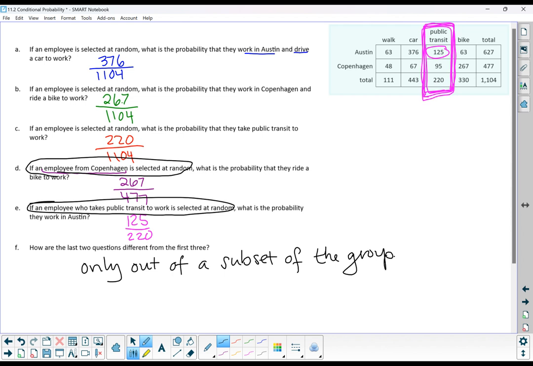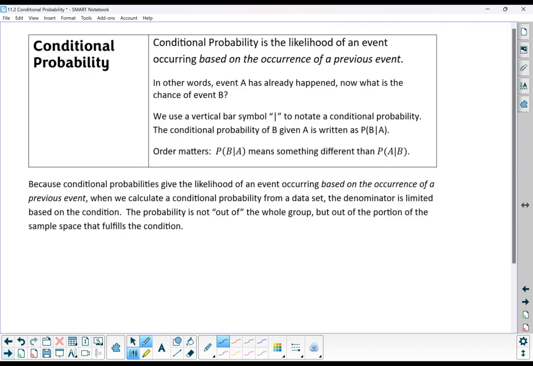On part D, we were only interested in the employees from Copenhagen. In part E, we were only interested in the employees who take public transit. So we were no longer out of the whole group of 1104. We were out of a subset of a group. And that is what our focus is going to be on today.